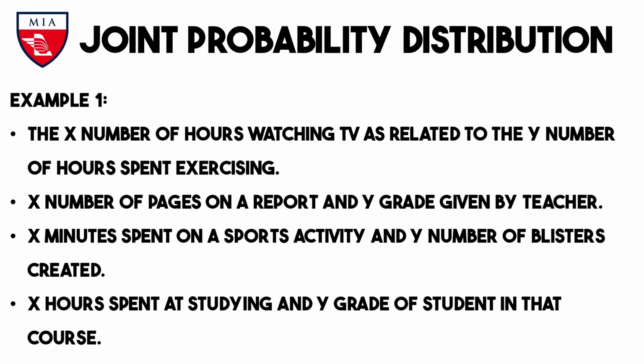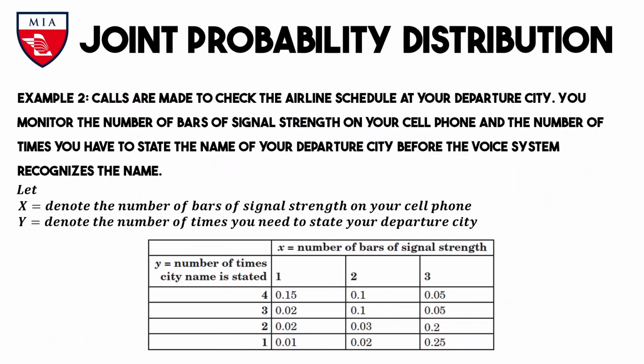And lastly, you have x hours spent studying and y grade of the student in that course. So these are the following simple examples about joint probability distribution. We have two random variables, x and y, present. Another one in terms of the table method, we have this distribution here on our screen.